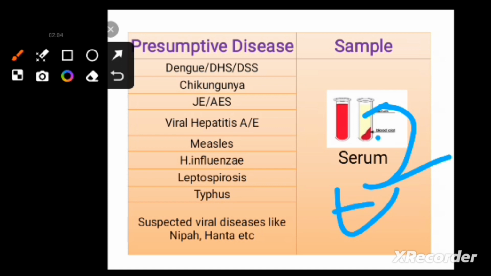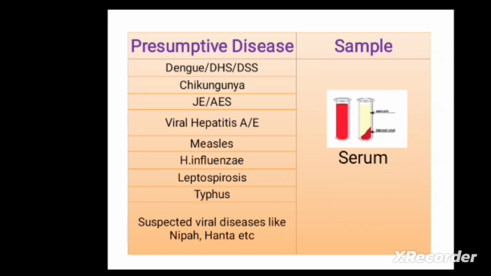If facilities for centrifugation are available, centrifuge it at 1500 rpm for 10 to 15 minutes. Then transfer the clean serum to a sterile test tube and refrigerate it at 2 to 8 degrees centigrade. This serum should be transported at 2 to 8 degrees centigrade as early as possible to the respective lab, at least within the same day of the sample collection.